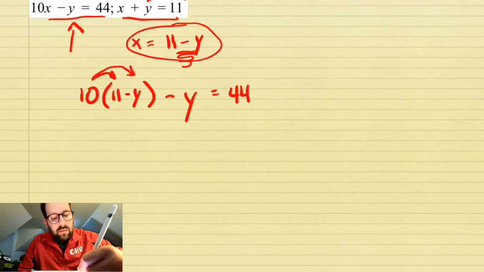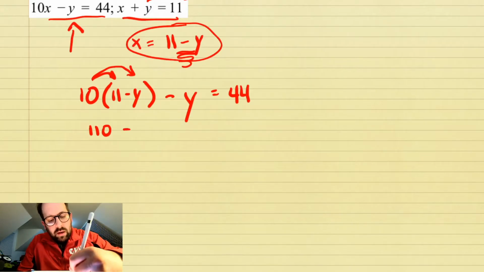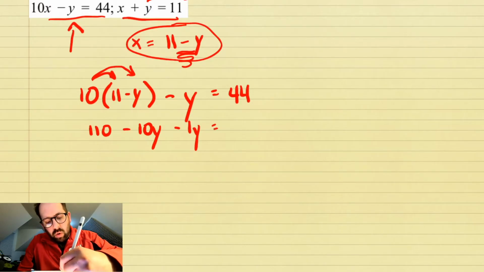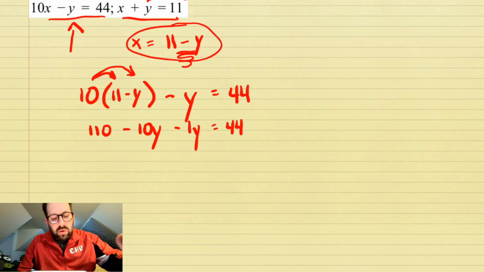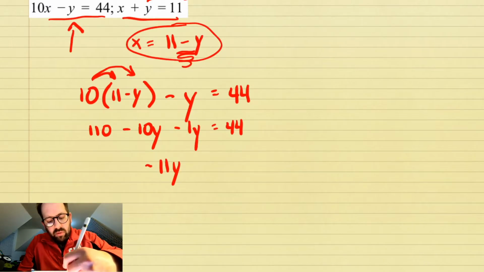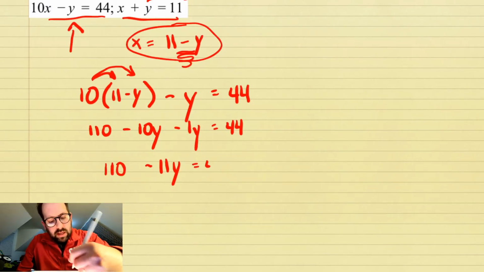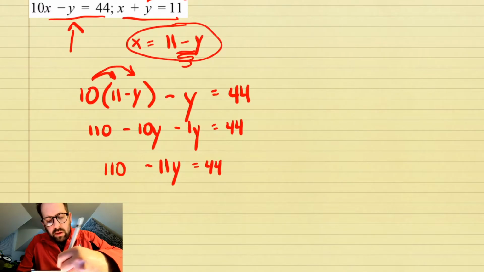I'm going to distribute the 10. So 10 times 11 is 110. 10 times a negative y is negative 10y. We have a minus 1y equals 44. So combining the y's here, I have a negative 11y, plus 110 equals 44.